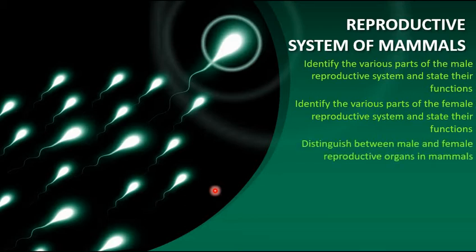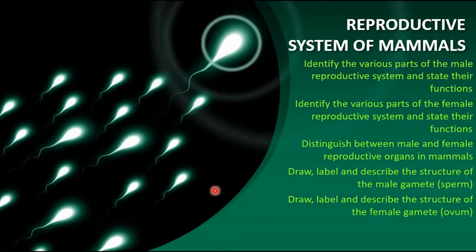As well, we'll distinguish between the male and female reproductive systems, and we'll be able to identify the structure of the male gamete, which is the spermatozoa, and the structure of the female gamete, which is the ovum. We should also be able to distinguish between the eggs of a fish, an amphibian, a reptile, a bird, and a mammal. We should analyze and see the differences or advancements in these different eggs.